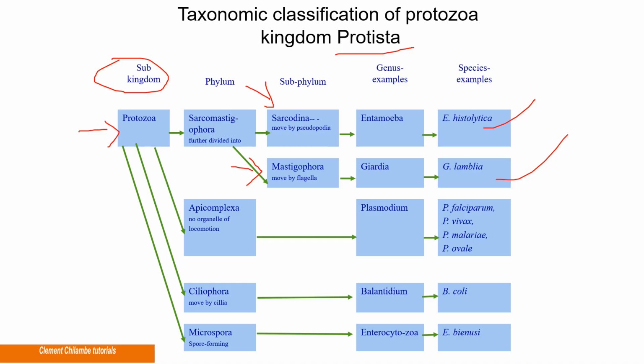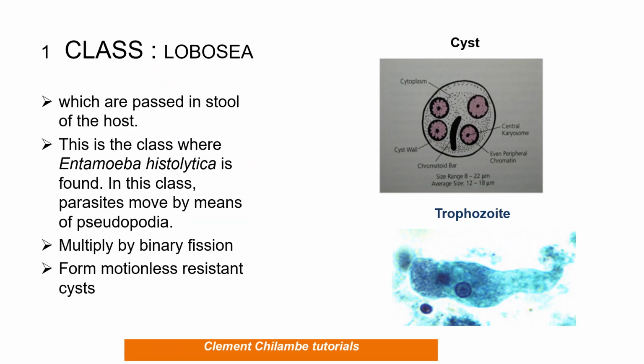Then we have the Ciliophora, which move by cilia. We have Balantidium under the genus, and the species example is Balantidium coli. And under the Microspora, spore forming, we have Enterocytozoon. An example of the species is Enterocytozoon bieneusi. So this is actually the taxonomic classification of protozoa, kingdom Protista, just as an example.